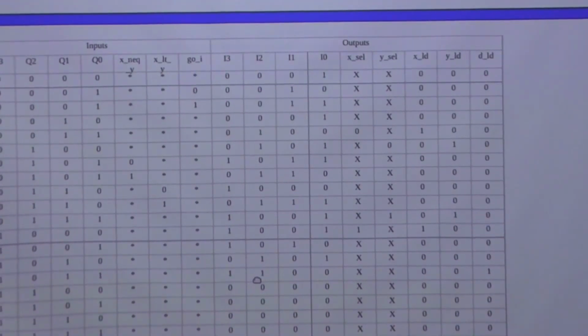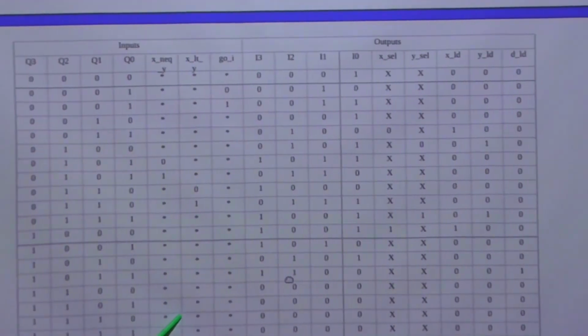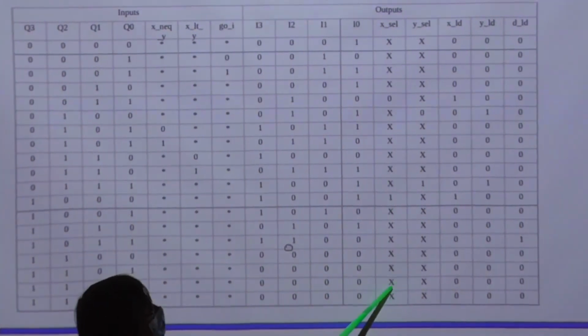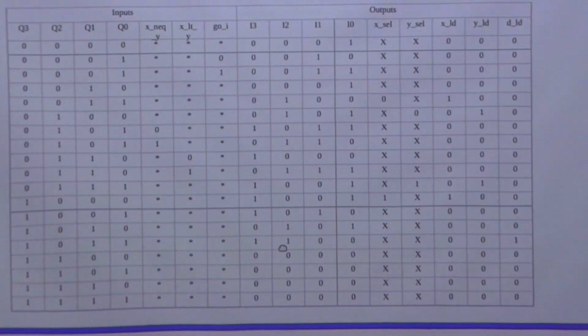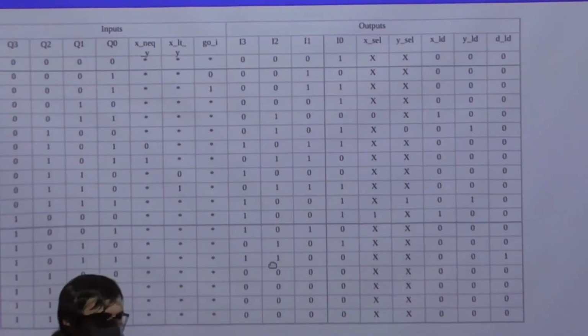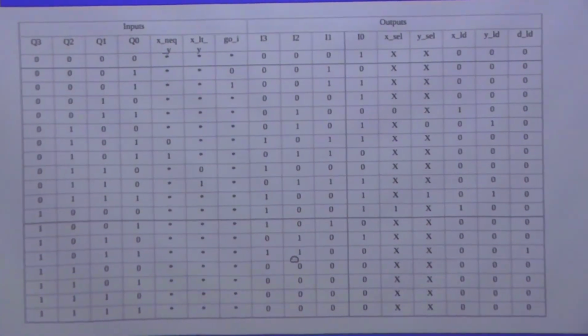Question? What exactly do the asterisks mean in this case? Don't care values. So anywhere you see asterisks, or possibly the X's as well, it's like, don't care what's coming in, don't care what's going out. Make sense? Any other questions?